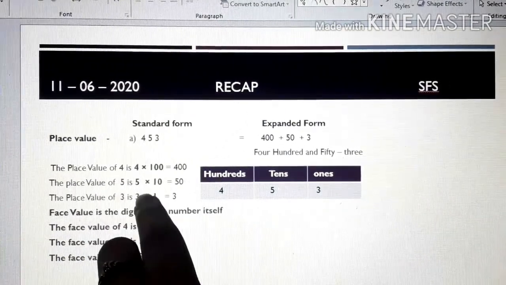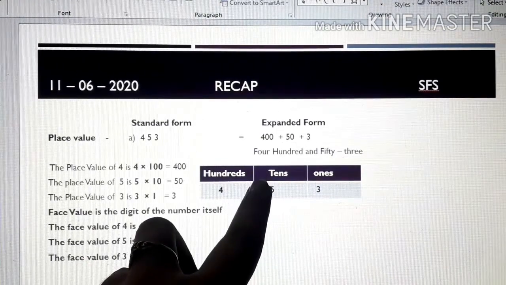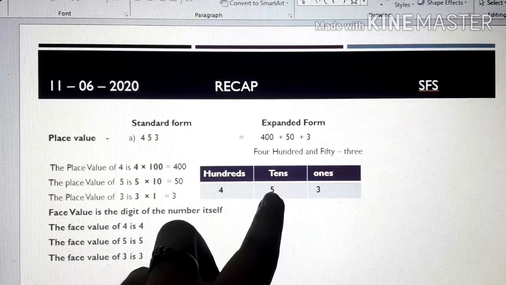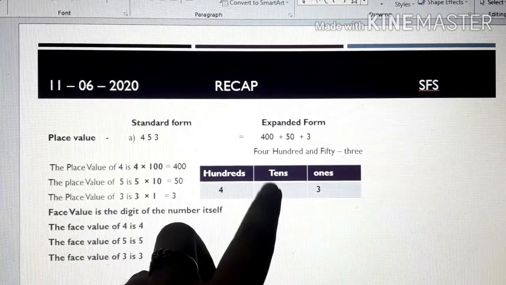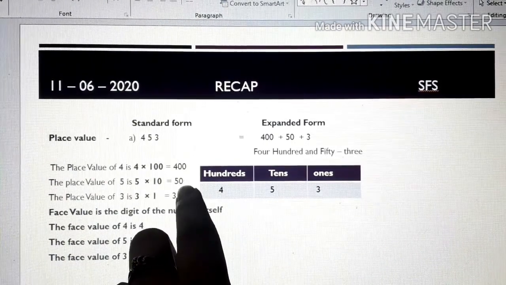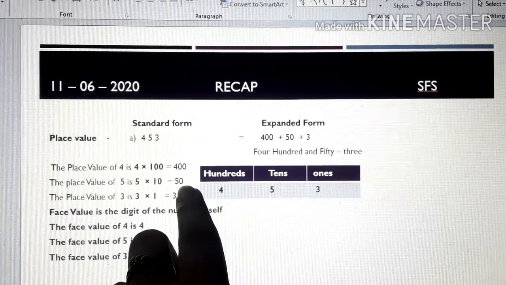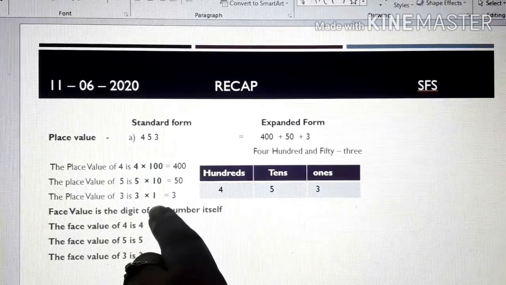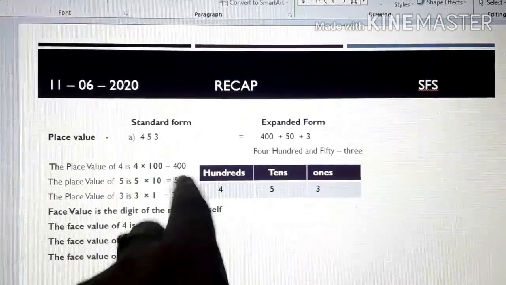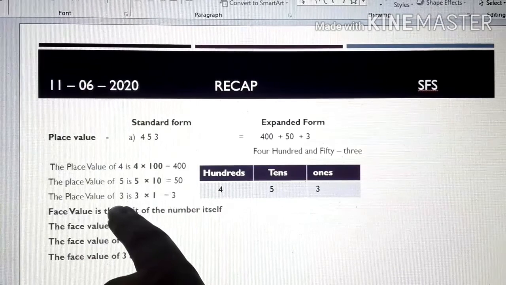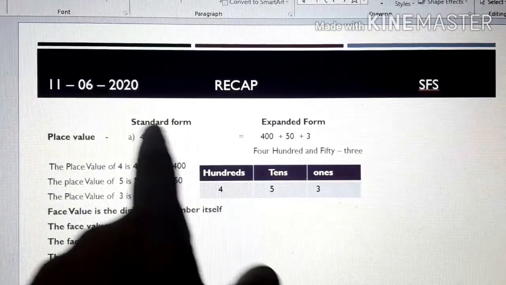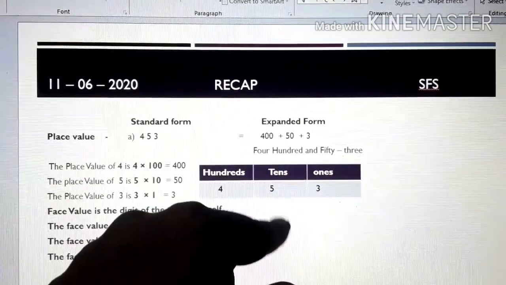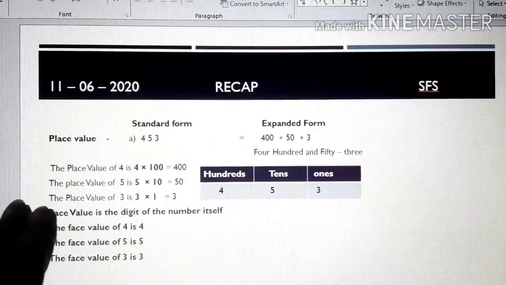Then the place value of 5 is what? 5 is in 10's place. So what will be the place value of 5? 5 into 10, that is 50. Clear? Next, the place value of 3. 3 is in 1's place, so you multiply 3 into 1, you get 3. This is how we find the place value. Clear? And we expand the digits with their place values. Is it clear till here, children?